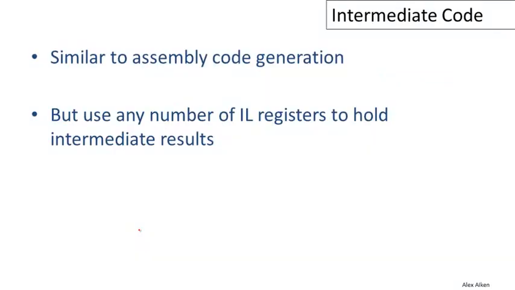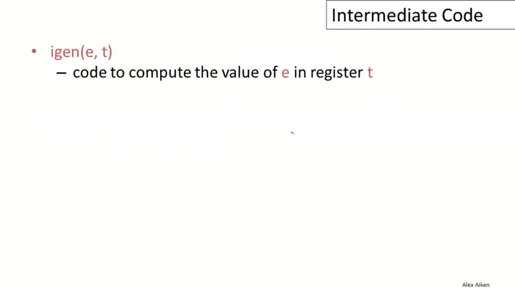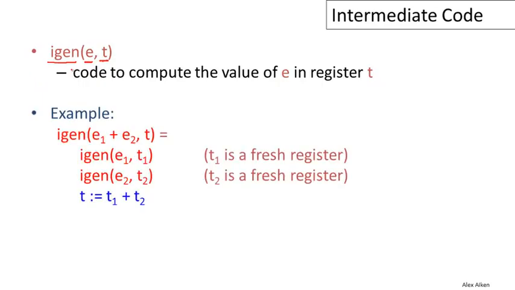Generating intermediate code is very similar to generating assembly code. We're not going to go into this in any detail because it is so similar, but I will sketch it for you briefly. The main difference between generating assembly code and generating intermediate code is that we can use any number of registers in the intermediate language to hold intermediate results. To generate intermediate code, we could write a function called igen, for intermediate code generation, that takes two arguments. It takes the expression for which we're generating code, and it takes the register into which the result of that expression should be stored.